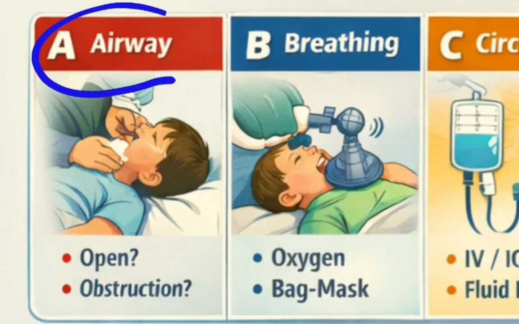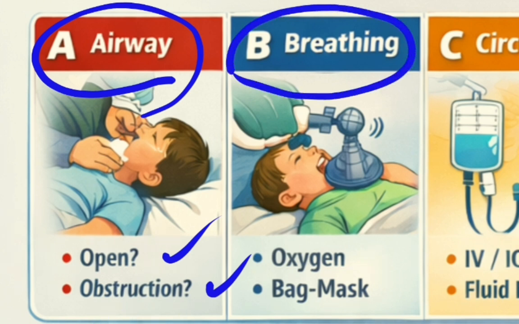A is for airway. Check if the airway is open and protected. Look for obstructions, secretions, and stridor. B is for breathing. Assess respiratory rate, oxygen saturation, chest movement, and auscultation. Give high-flow oxygen immediately. If breathing is inadequate, start bag mask ventilation.